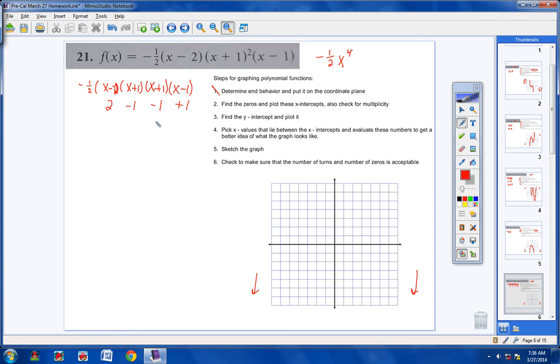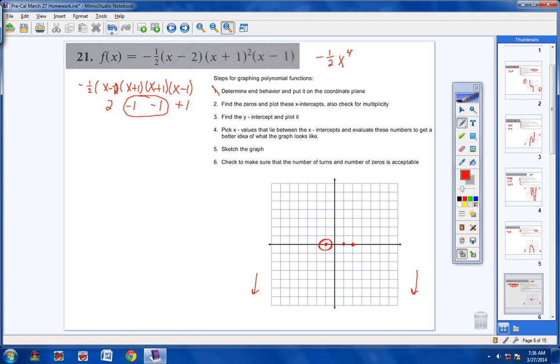So there's your zeros. Let's plot those, okay? We know at negative 1, we're going to have a 0. At positive 1, we're going to have a 0 and positive 2. Now notice the multiplicity of the 2 is a 1, the multiplicity of the 1 is 1, but the multiplicity of the negative 1 is 2, and that's an even number. So negative 1 is one of my tangent x-intercepts.